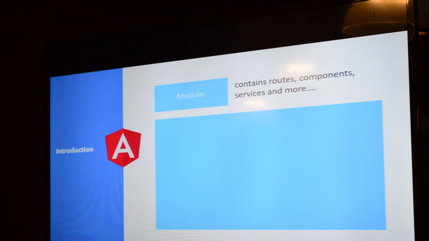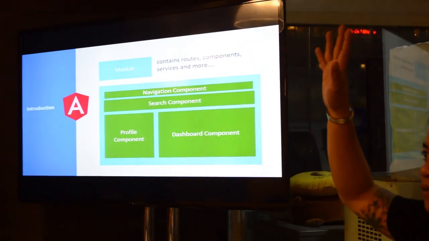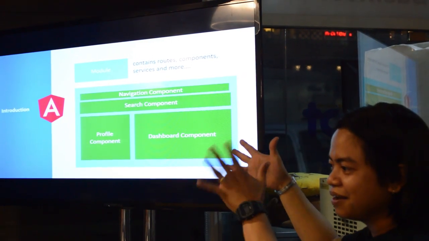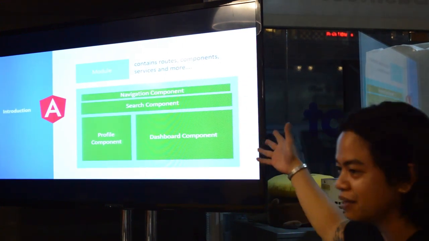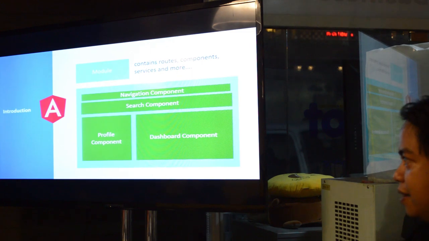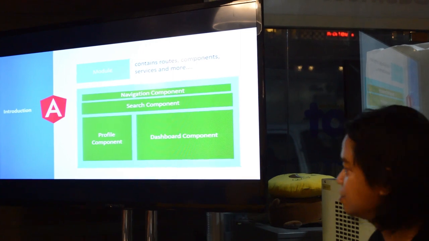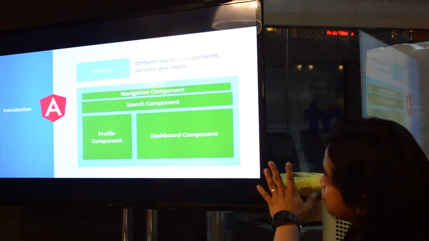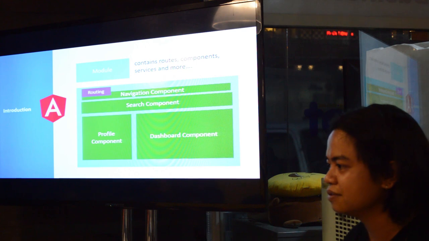So if you have a basic Angular application, which is going to look like this, whoever is a PHP developer, you know the include, you're going to create an HTML for navigation, and then you're going to include it. That's what happened here. But Angular helps us and forces us to create component-based applications. So in this sample, inside the module, it has routing.